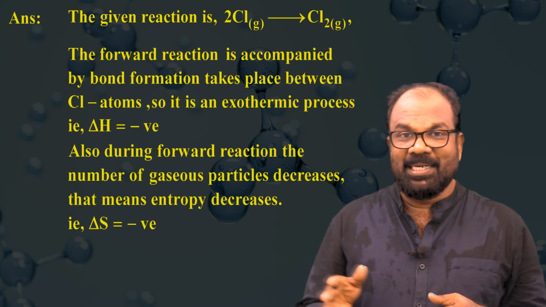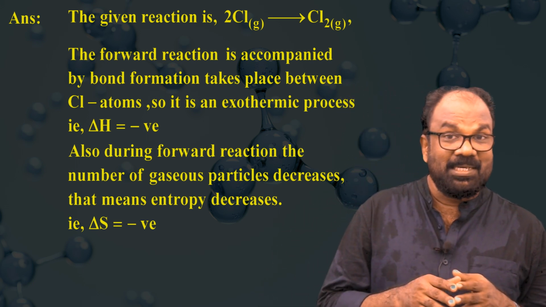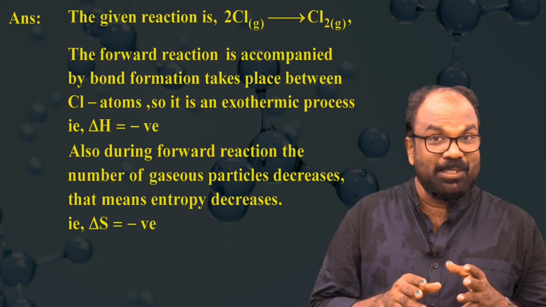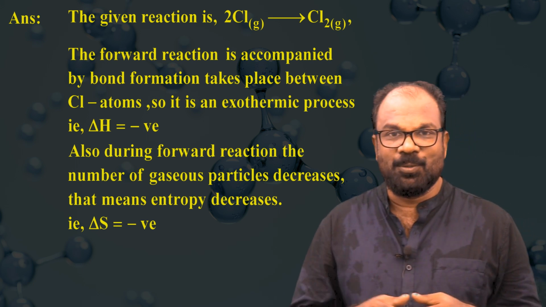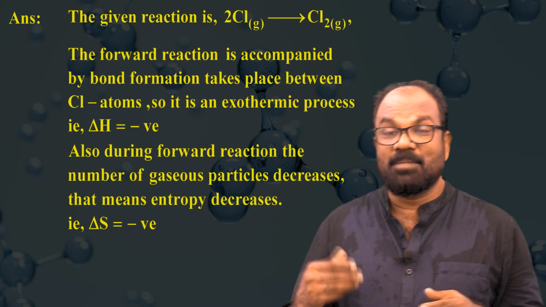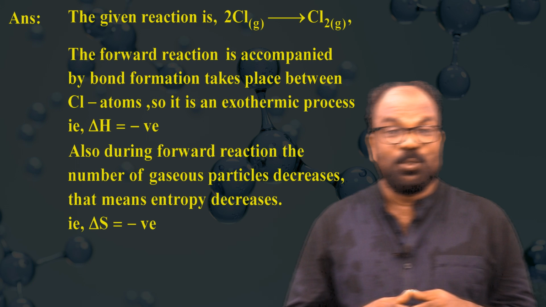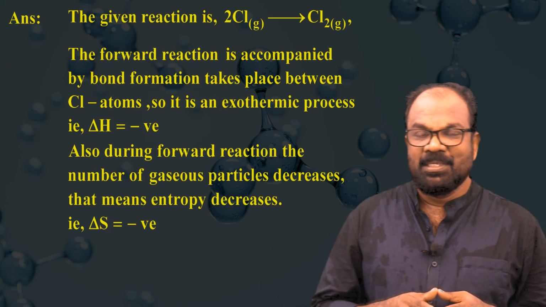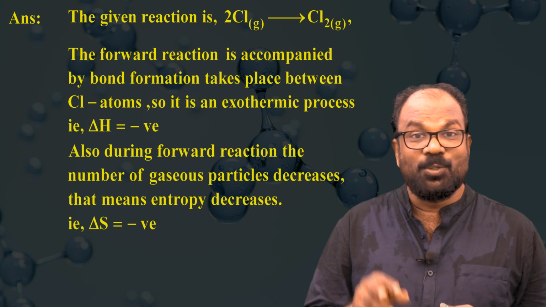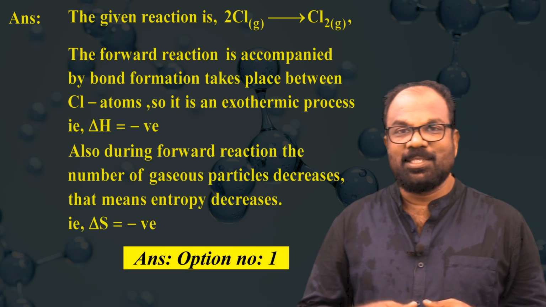Also during the forward reaction, the number of gaseous particles decreases because two chlorine atoms are combined to form only one chlorine molecule. So during the forward reaction entropy decreases because the number of particles decreases. So delta S is negative. So in this reaction delta H is negative and delta S is also negative. So here the answer is option number 1.